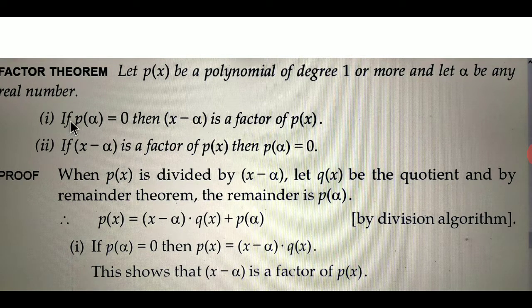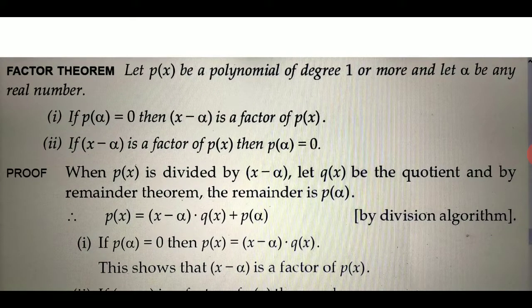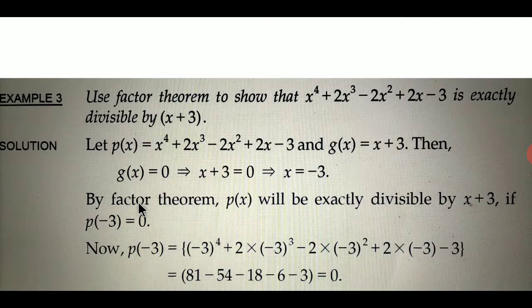Next, factor theorem. Let p(x) be a polynomial of degree 1 or more, and let alpha be any real number. Then, one, if p(alpha) equal to 0, then x minus alpha is a factor of p(x). And number 2, if x minus alpha is a factor of p(x), then p(alpha) equal to 0. Just go through this book, it will be cleared with the help of an example.